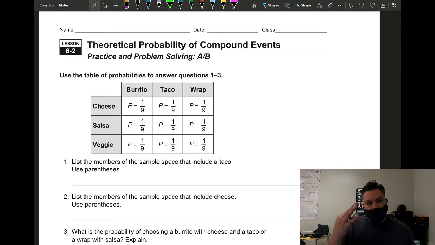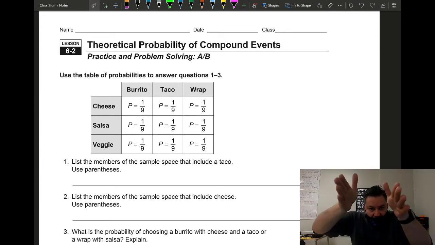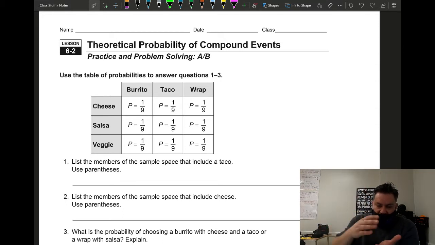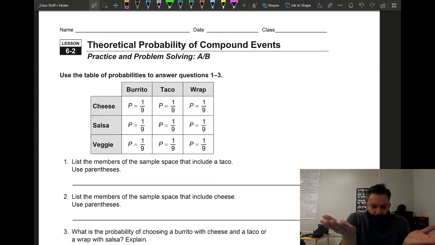So we have three different types of outside, and then the condiments or whatever you're going to eat that go inside. So the outside you have three: a burrito, so basically like a big flour tortilla, a corn tortilla, and a wrap. So that's the outside. The inside is going to be the cheese, the salsa, and the veggies. Okay, so we have three.